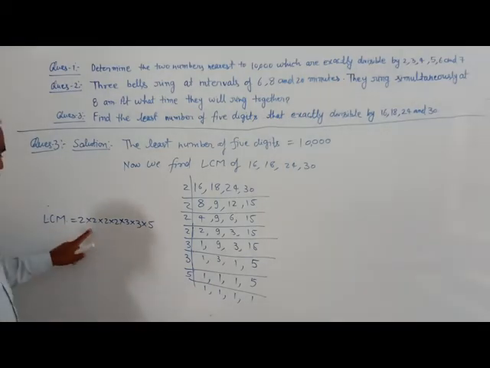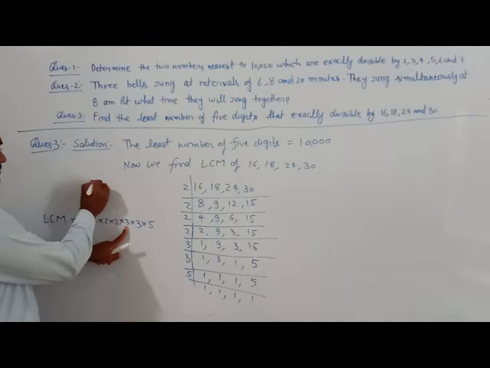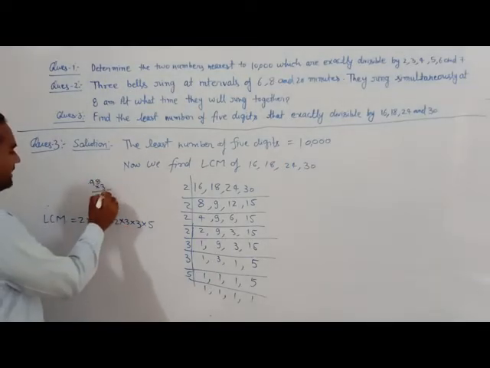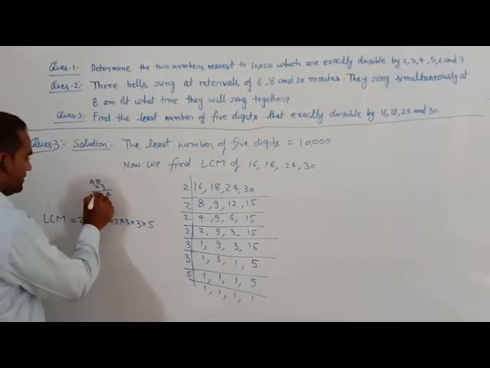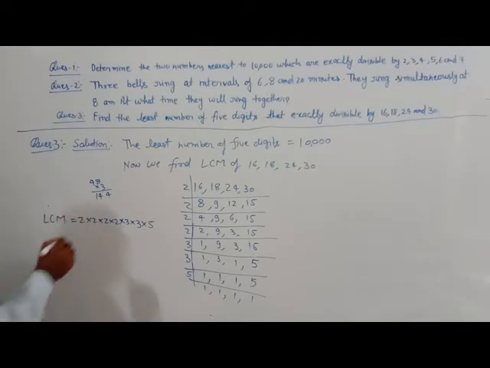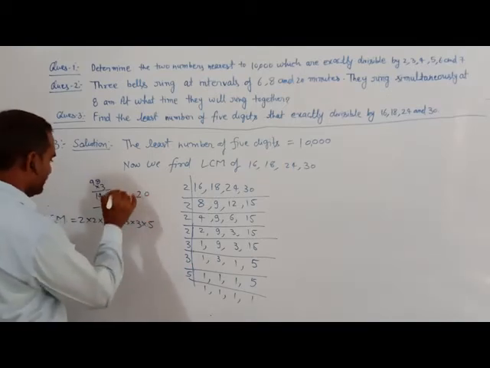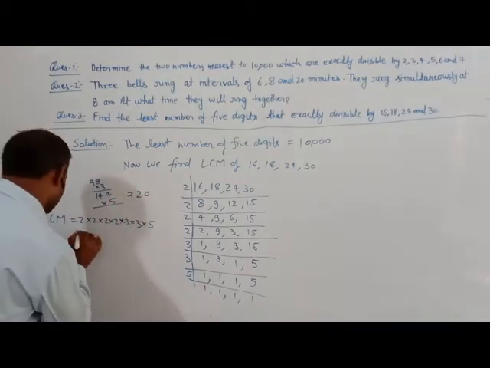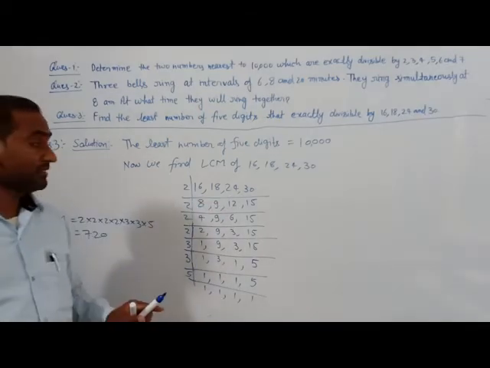2 2s are 4, 2 4s are 8, 2 8s are 16, 16 times 3 is 48. 48 into 3 is 144. 144 into 5 is 720. 720 is the LCM of 16, 18, 24 and 30.